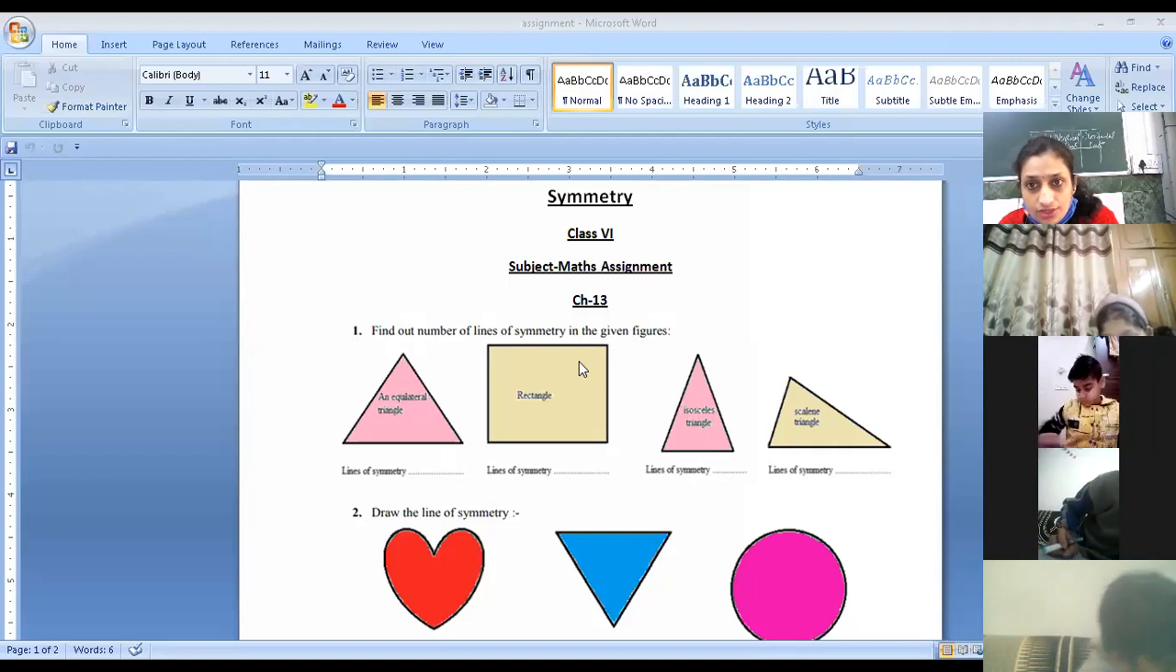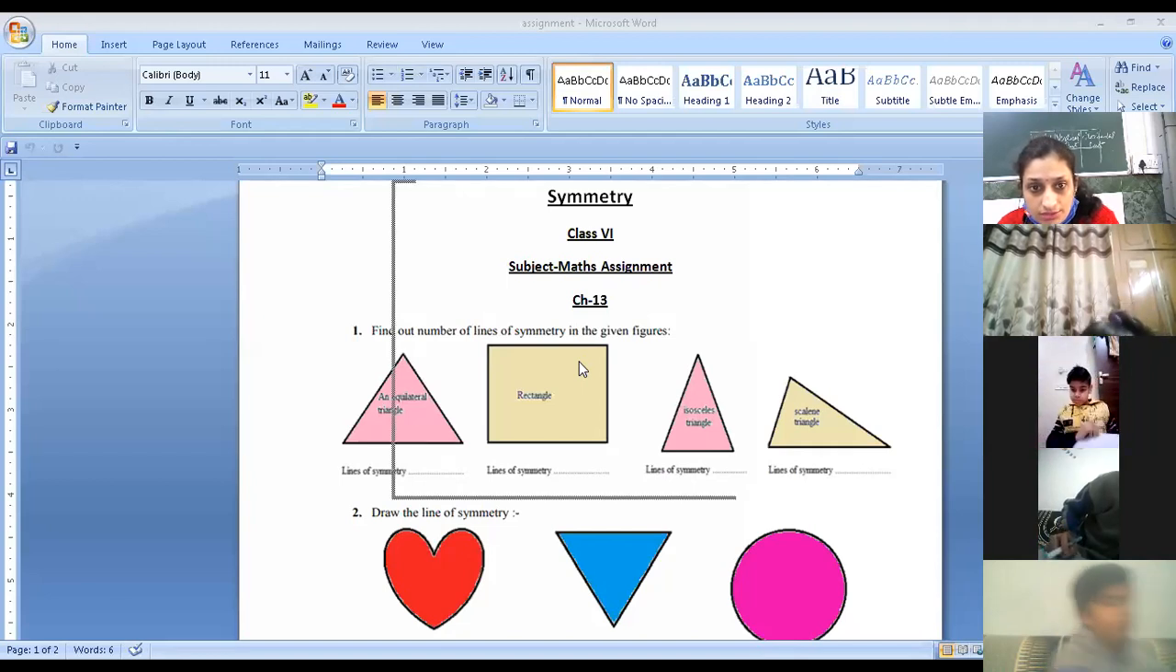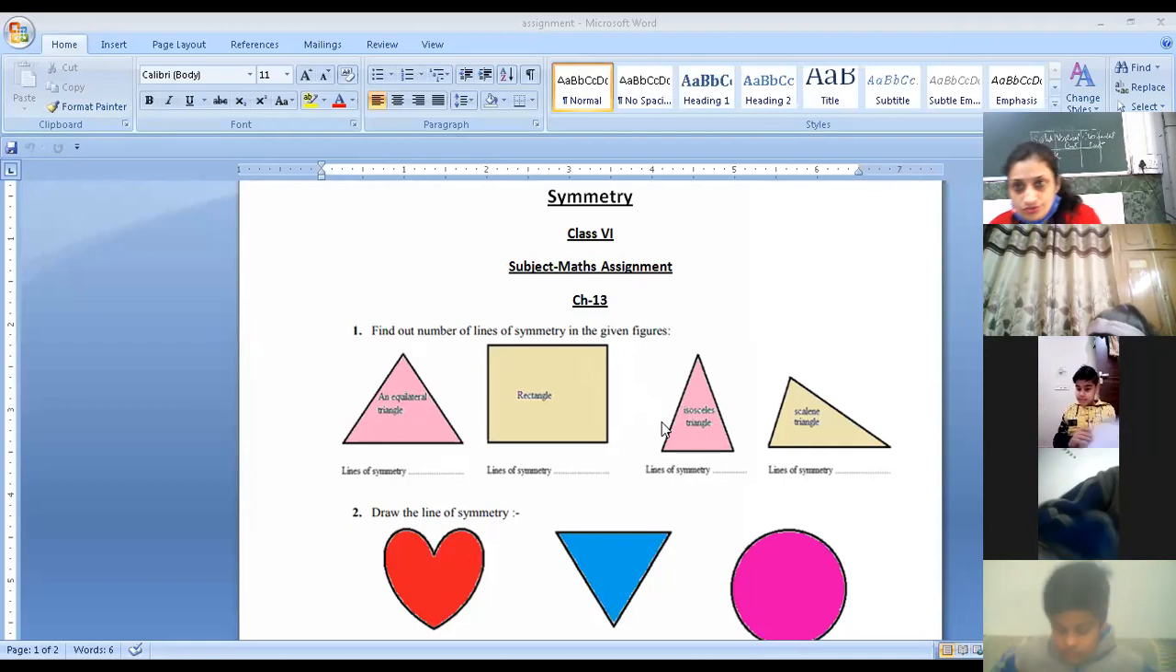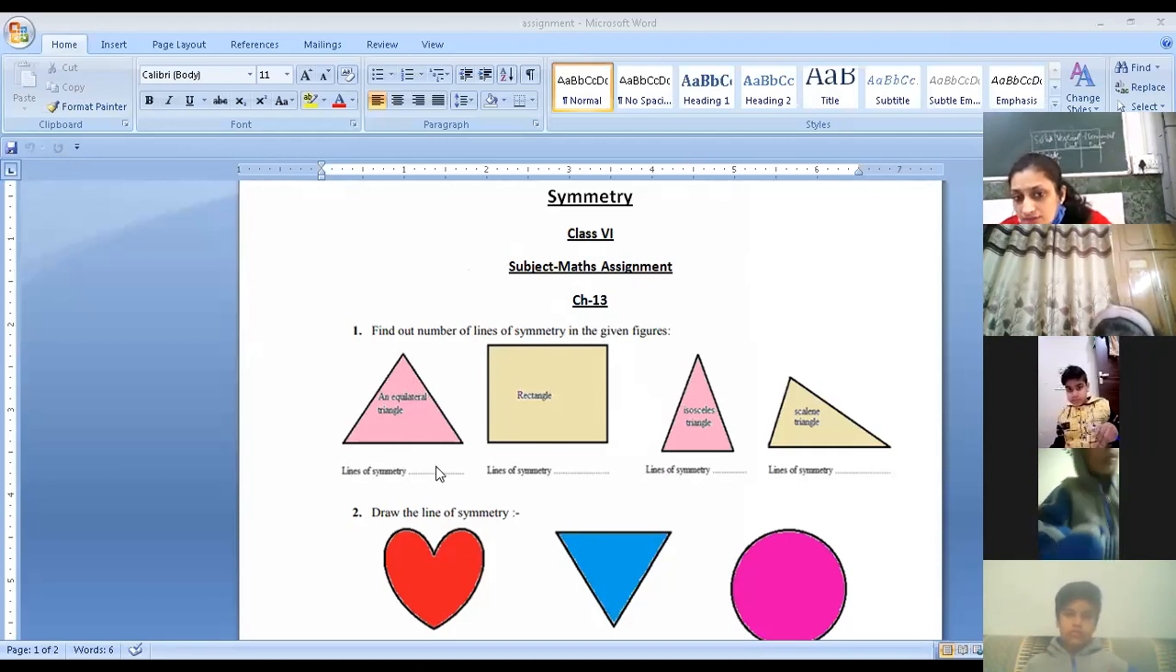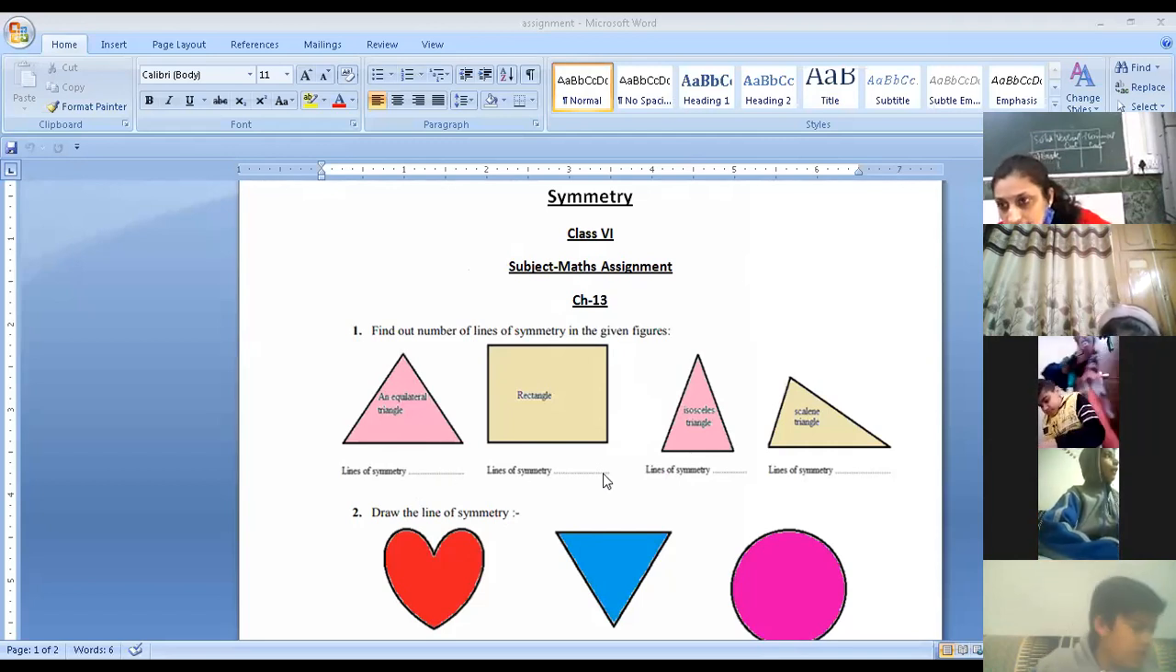Yes, children, today we are going to do an assignment on chapter number 13, Symmetry, which we have learned. Now, find out the number of lines of symmetry in an equilateral triangle. So draw an equilateral triangle, draw lines of symmetry in it, and write down the number of lines of symmetry below this equilateral triangle.